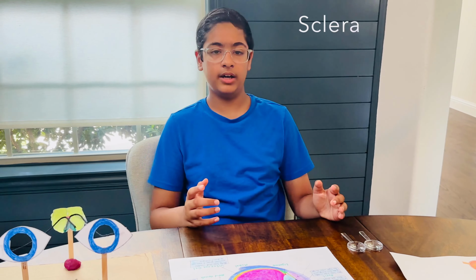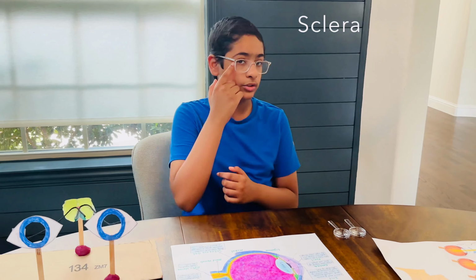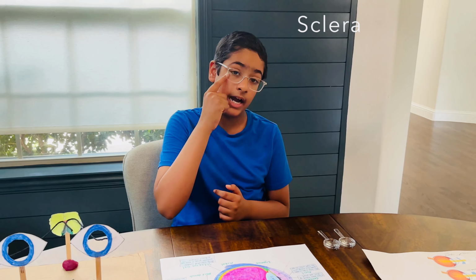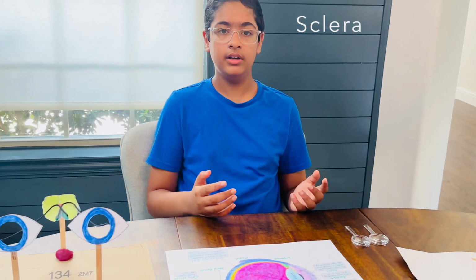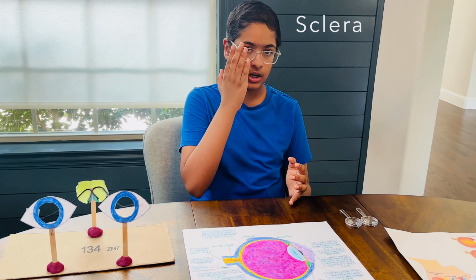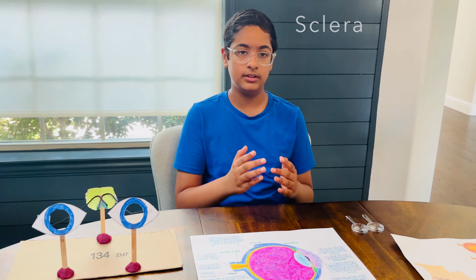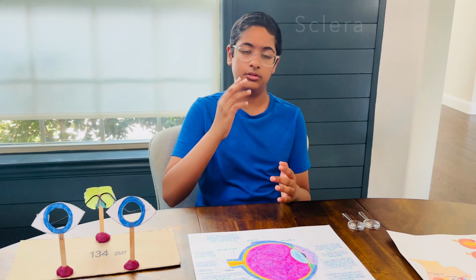Next, we're going to be talking about the sclera. So you know this white part that's after the iris and pupil? This white part would be known as the sclera. It holds all of the frontal contents together and makes sure that the functions do not break or do anything wrong.